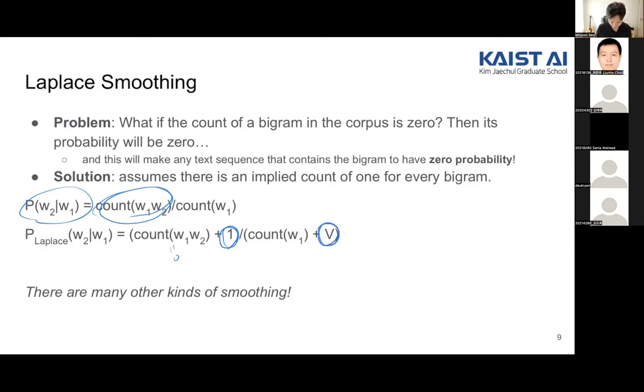And why is it V? Because this w2 will be coming from the vocabulary V, so there will be V possible occurrences of w2. So now you add V for this bigram Laplace probability distribution. But again, there are many other kinds of smoothing, and if you're using a neural language model, you probably don't have to worry too much about these kinds of smoothing.